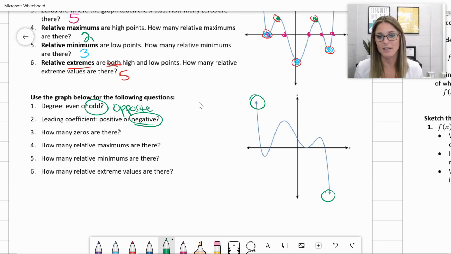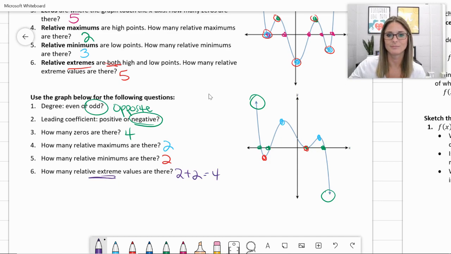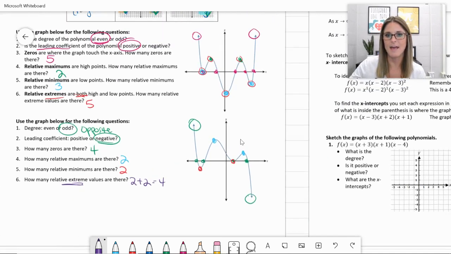How many zeros are there? Those are our x-intercepts. 1, 2, 3, 4. It can go through, it can touch, it can bounce. Anytime it touches your x-axis. Relative maximums. Let's see. Here's a high point and a high point. We got 2 relative maximums. Relative minimums, low places. I see 2. And then relative extremes is both. 2 plus 2 is 4. Any highs and any lows. You have questions like that on Delta Math.